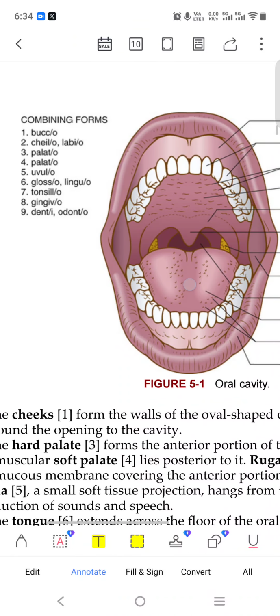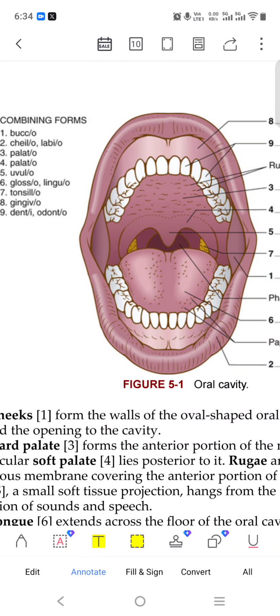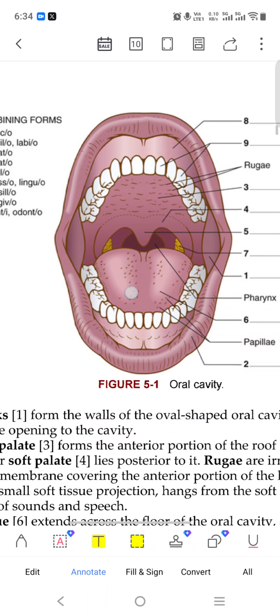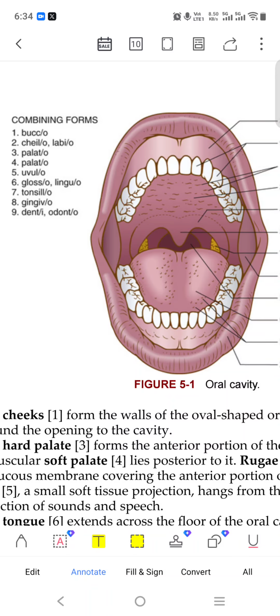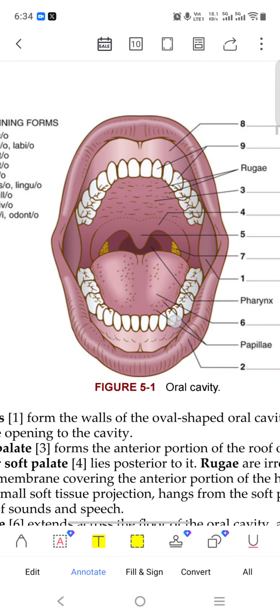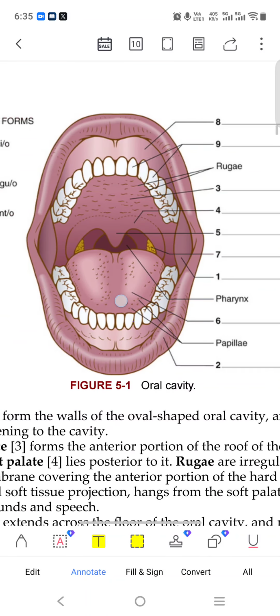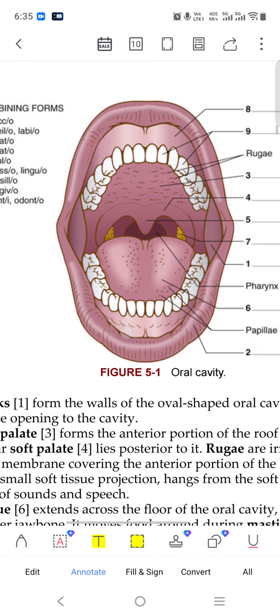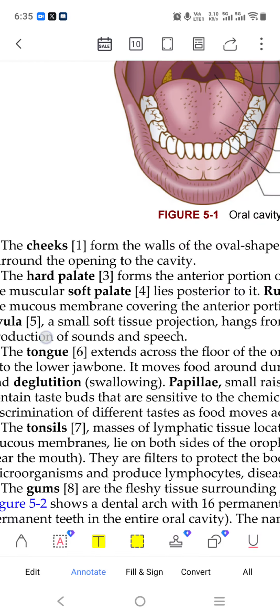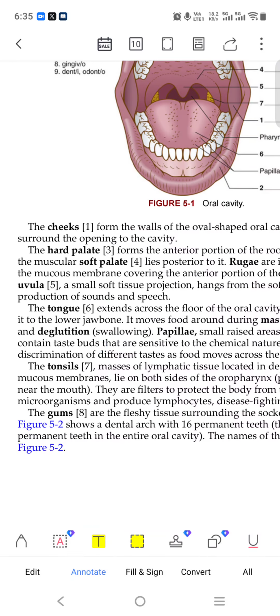Gingivo is number eight. It is the hard place just upside, the stem, which grips our teeth. Number nine is dentio or odonto. Dentio means dental, and odonto also means our teeth. The same thing is given in this, you can read it.